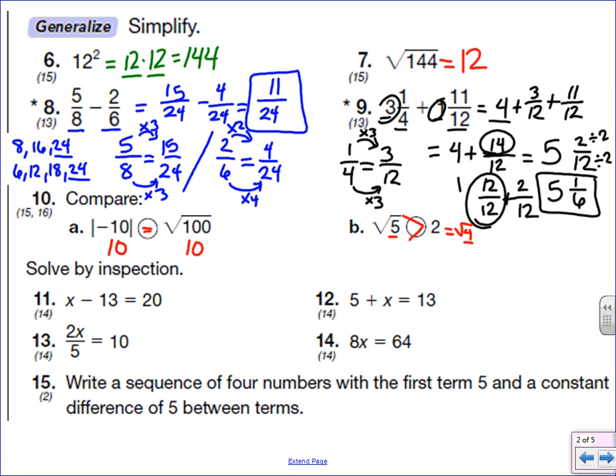Solve by inspection, meaning put the number in for x that will work. So what number, when I take 13 off of it, gives me 20? Well, I think that 33 works. So then I would check 33 minus 13. Well, 33 minus 3 would give me 30, and then minus 10 would give me 20. So that works. 5 plus what number gives me 13? Well, I think that 5 plus 8 gives me 13. So I check it, 5 plus 8 equals 13. Yep, that works.